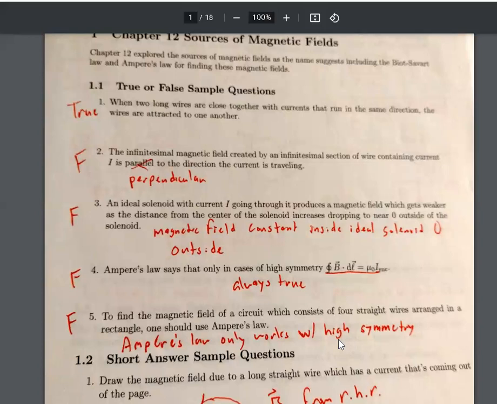So if you have a long wire or a long thick wire, something that doesn't change along the direction of the cylinder, it only changes as you get farther from the cylinder, then you can use Ampere's law to actually solve for the magnetic field. So that's what 4 and 5 are saying.